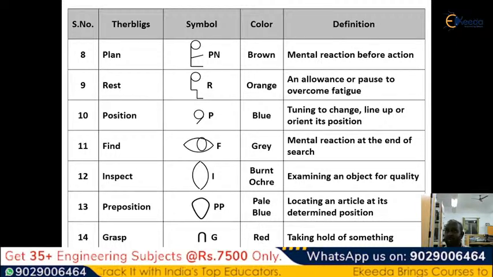Then finding. Sometimes you get overreacted after finding a particular product. So search and find are almost near. Searching is where you search in a bigger lot, and find is when you have found it out. Then inspecting. Again, for quality it can be inspected. Then pre-positioning, which means you determine a position for a particular tool or a particular product.